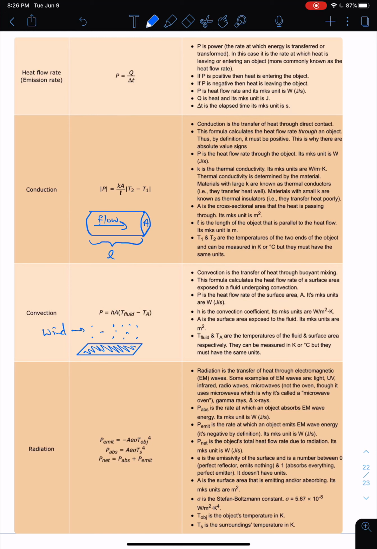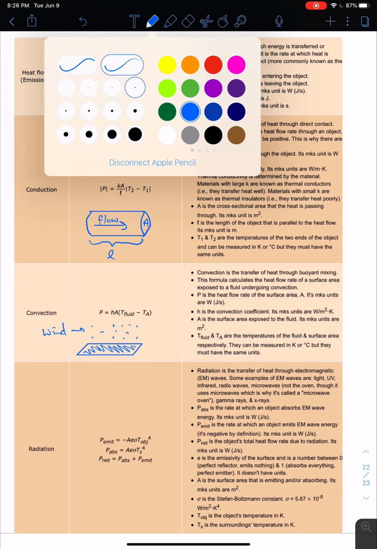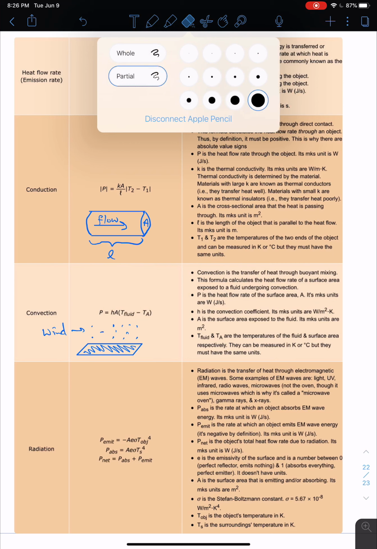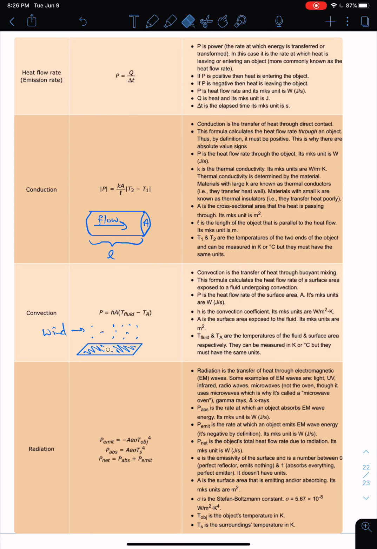Okay, so H is the convection coefficient here. A is the surface area. Let me see if I can label this. This is my area down here. There we go. So this is the area that's exposed, in this example, to the wind. T fluid, that'd be the temperature of the fluid, in this case, the wind, or the air, I should say. What's the temperature of the air?